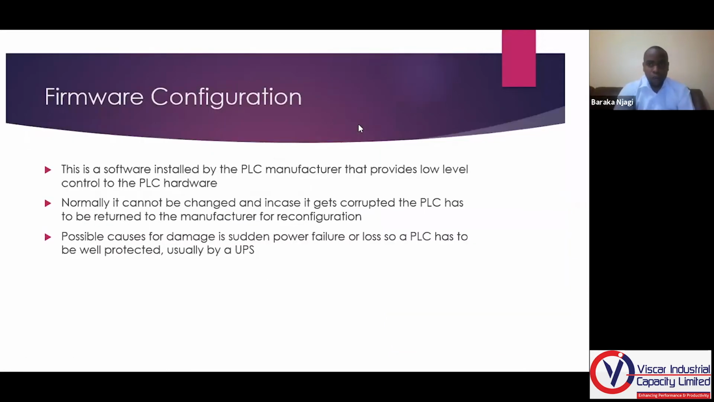So we go to the next one, which is the firmware. The firmware simply is software installed by the PLC manufacturer that provides low-level control to the PLC hardware. I can put it this way: if you buy your laptop, there is software that comes with it that you can install other software on top of. For example, you can say Ubuntu, we can say Windows, for those that use those. So that is a firmware. In the same case, a PLC has a firmware in it. And normally, it cannot be changed. The reason is that in case it gets corrupted, the manufacturer has to configure it back again. And this happens normally when there is a sudden power failure. So one of the things you have to watch out for while working with PLCs is to ensure that your PLC is well protected, maybe with a UPS or a power supply that can support power fluctuations. So all that you have to see.